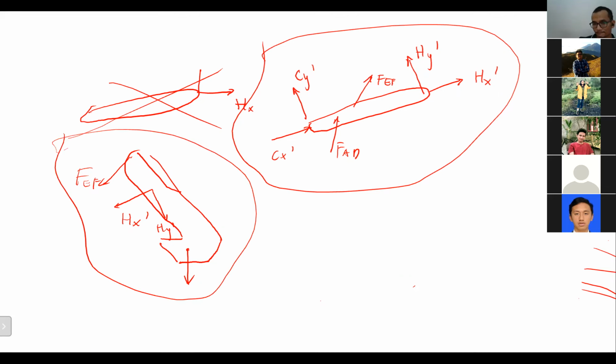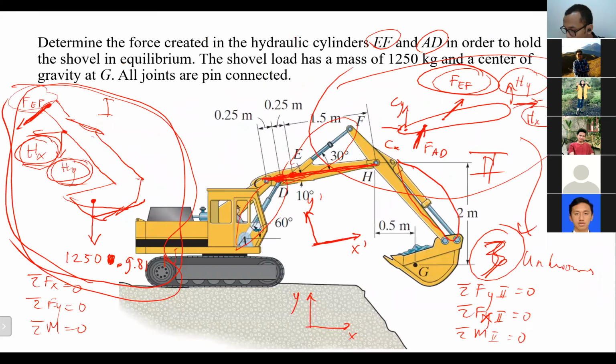So this is for all of you guys. You can choose whatever coordinates that you want, like this or like this, which will help you to solve the problem. So sometimes by choosing the coordinate, we can simplify the problem quite significantly.